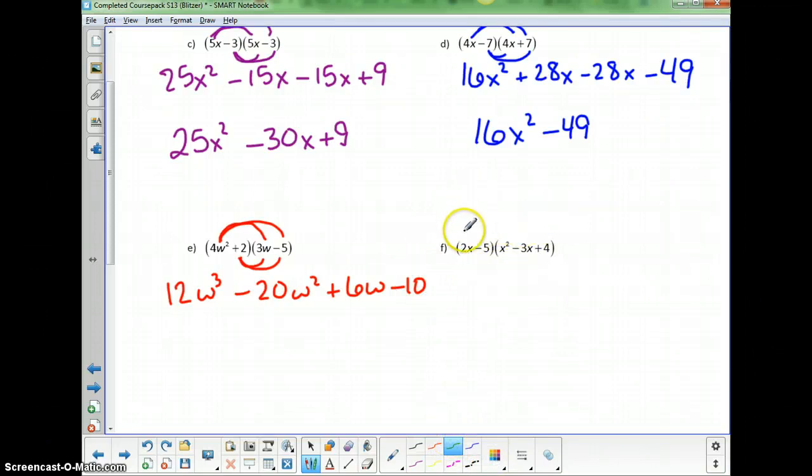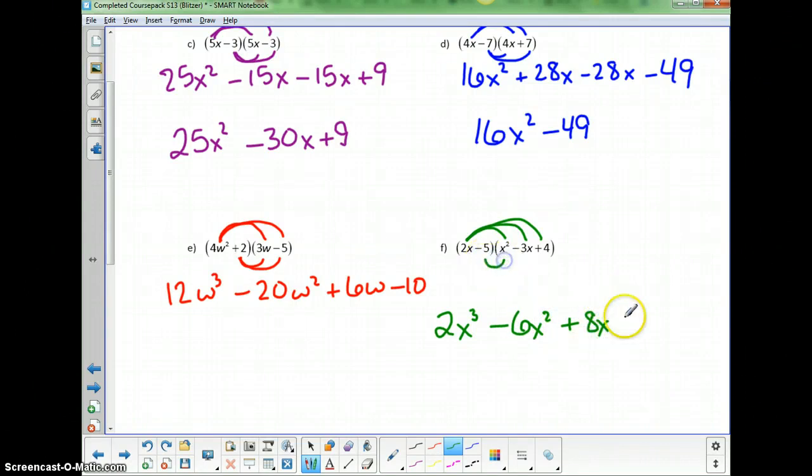In our last one here, we're going to do the distribute still, but since there are 3 terms, we'll just make sure that the 2x gets multiplied by all 3 things, and likewise the 5 is going to get multiplied by all 3 things. So I start with 2x to the third, x times x is x to the third, minus 6x squared plus 8x, then coming back with a minus 5x squared plus 15x and a minus 20.